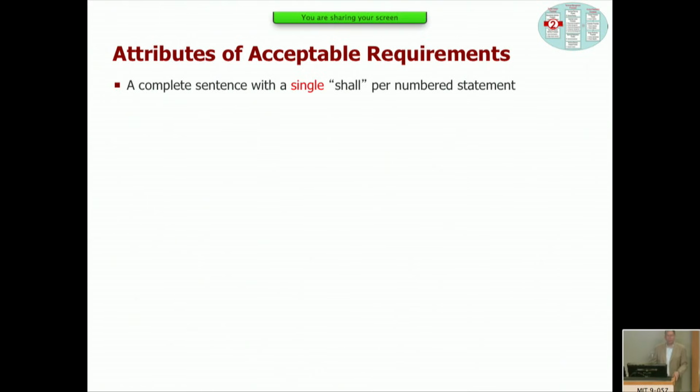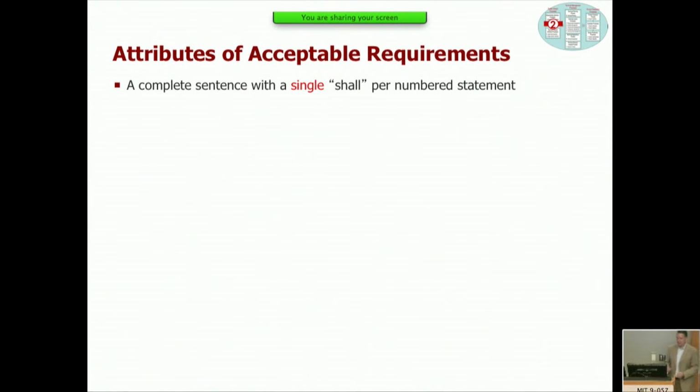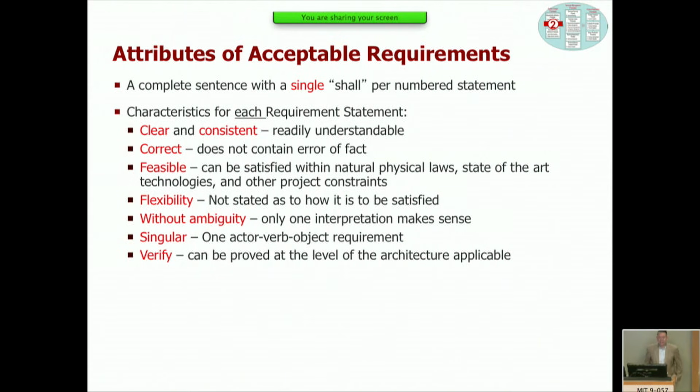So let's talk about what makes good or acceptable requirements. And there's a distinction here between a single requirement statement and then sets of requirements. So first of all, requirements should be written in natural language. They should be complete sentences. And each of the requirement statements should be clear and consistent, meaning that it's not a novel or a poem, but it's clear, it's understandable, it's well written, it's correct, there's no errors in it, it's feasible.